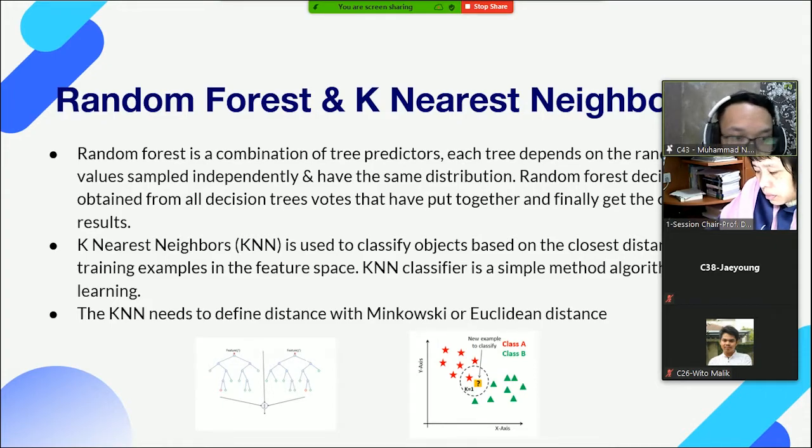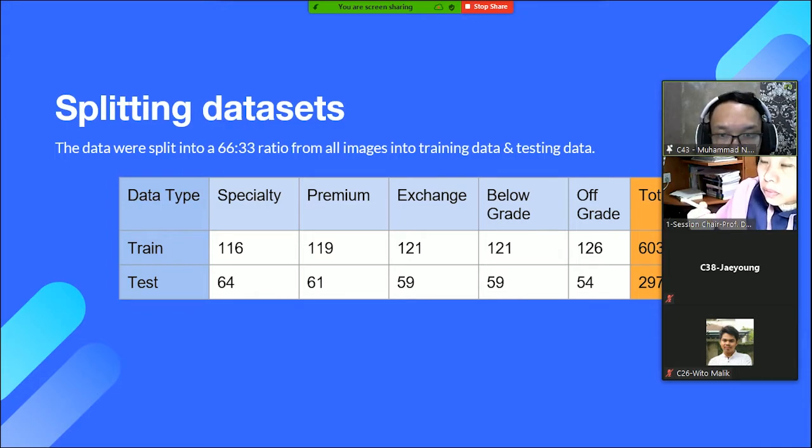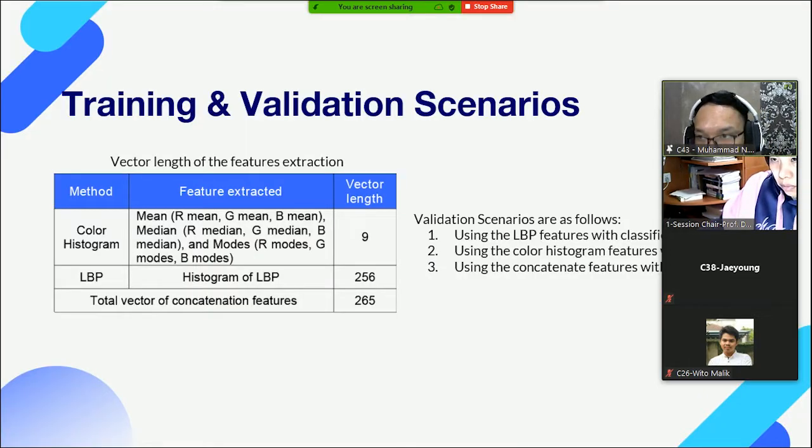KNN is used to classify objects in databases based on the closest distance to the training examples. Before we go to the classification phase, we need to split the dataset first. The dataset is split at a 70/30 ratio from all images into two types of data, that is data training and data testing. In total, for data training there are 603, and for data testing there are 297.